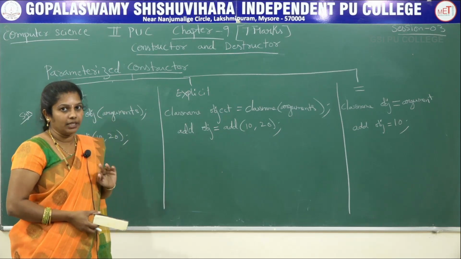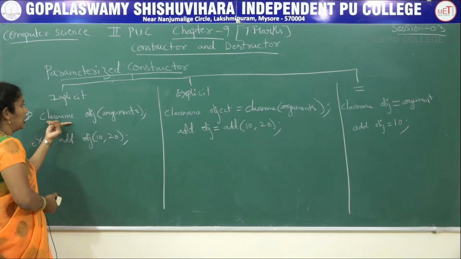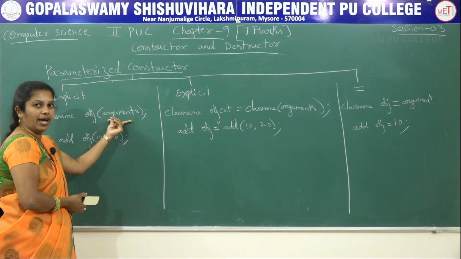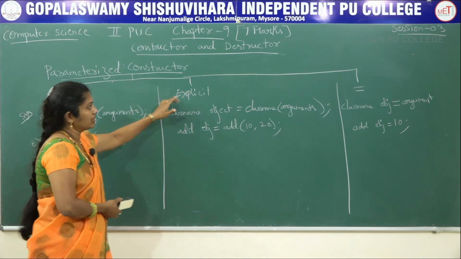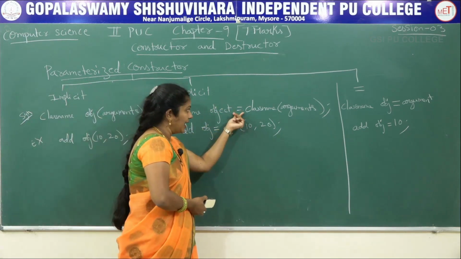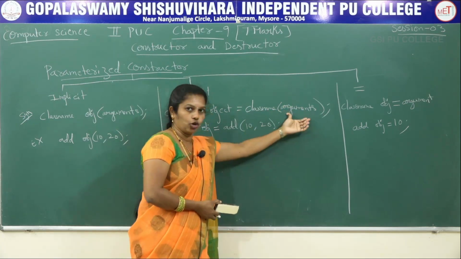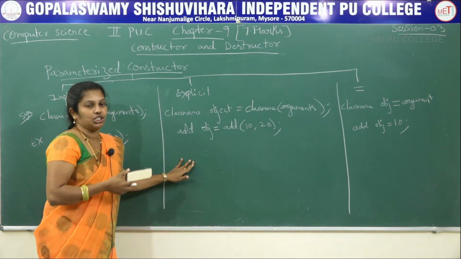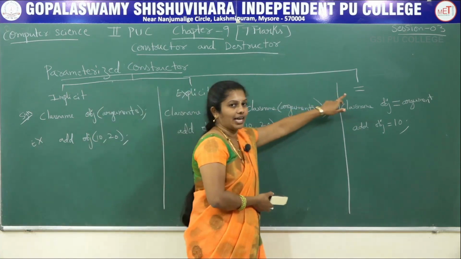In three methods it can be invoked. One is by using implicit call. In implicit call, class name, then object name, then followed by arguments. Inside a parenthesis we have to write the arguments. Whereas in explicit call, class name, object name, then followed by assignment operator, once again class name, then arguments. This is explicit call. And one more is initialization, or we can say declaration at the time of initialization by using assignment operator.